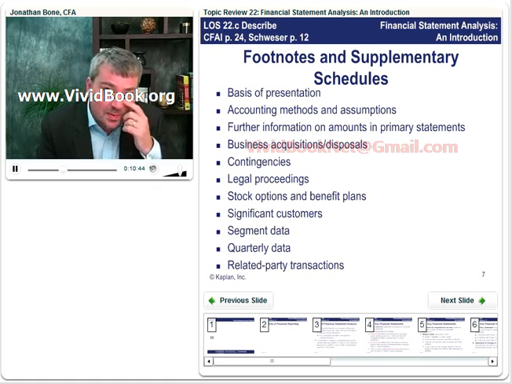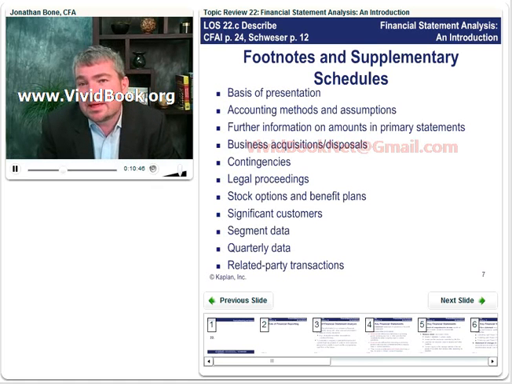Okay, our third bullet point says further information on amounts in the primary statements. What you tend to find is the accounting standards boards set out the minimum amount of disclosure that needs to be shown on the primary statements. So the minimum that you have to show on the face of the income statement, the cash flow statement, the balance sheet, etc. You then tend to find that there is more detailed disclosure of those amounts in the footnotes. So we'll find more information on things like pension liabilities, more information on amounts owed from our customers, etc.